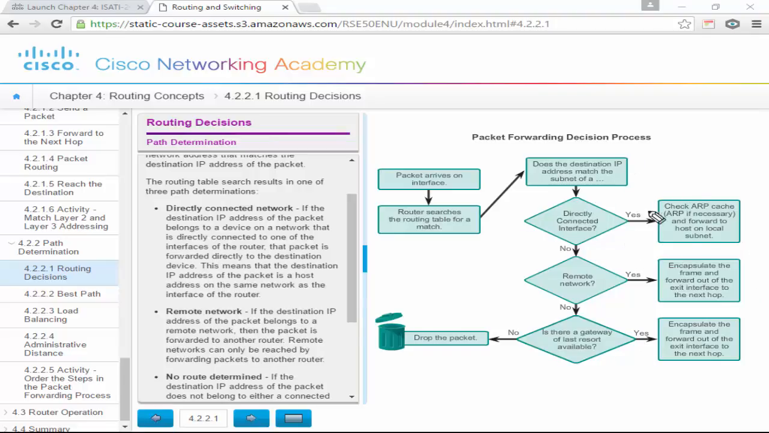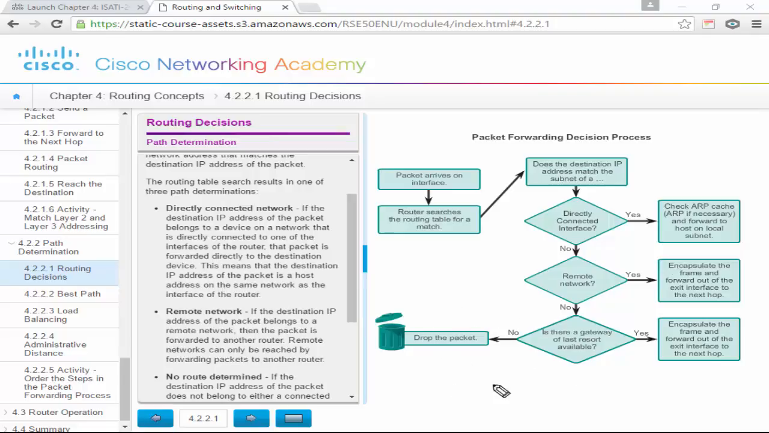And if you see yes, it checks the ARP table. And now why would it check the ARP table if it's directly connected? Well, because it's a neighbor in the LAN. If it's directly connected, it's in this network, right? So we check the LAN and so on. It looks for the MAC address of the device that it's sending to, sends it to it. If it's a remote network, it encapsulates the frame and forwards it out the exit interface to the next hop, right? So it puts its layer 2 information on there, forwards it. Now, if there's a gateway of last resort, it encapsulates it, sends it there, same as the remote network.